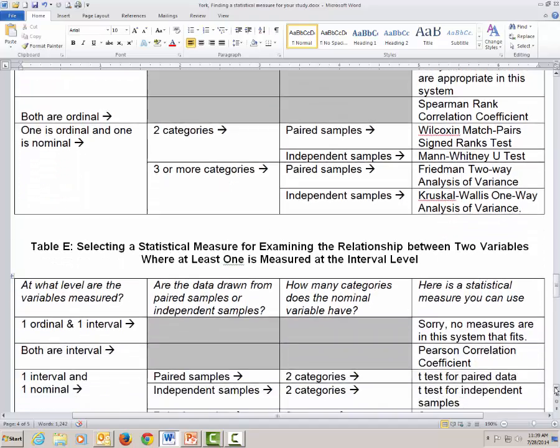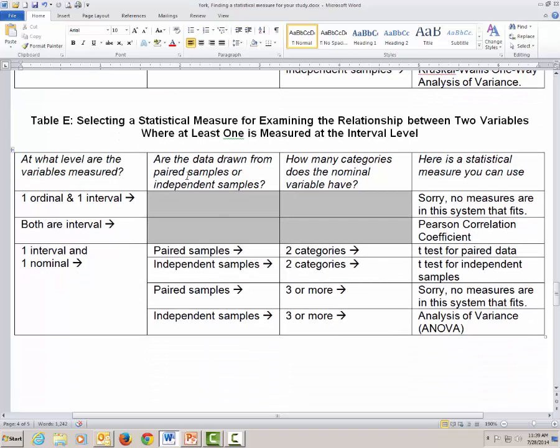Okay. Now let's look at the situation where you're looking at the relationship between two variables and at least one is measured at the interval level. The first line you can see actually is a duplicate of the previous one, but sorry, no measures in this system fit. But if both are interval, then the Pearson correlation coefficient would be appropriate. If you have one interval and one nominal variable with paired samples with two categories in the nominal variable, a t-test for paired data would be appropriate. If it's independent samples, however, and you have two categories, a t-test for independent samples would be appropriate.